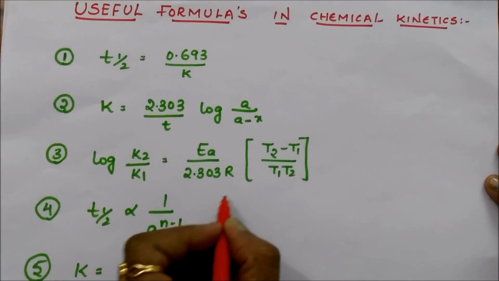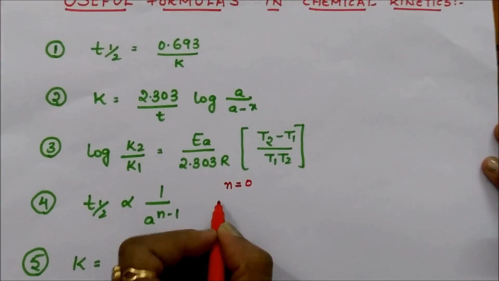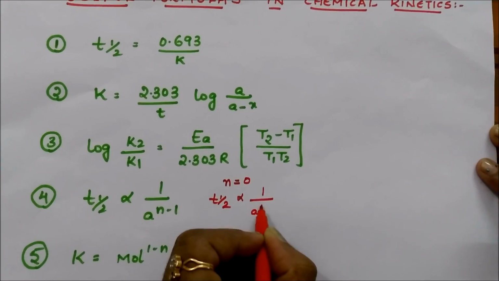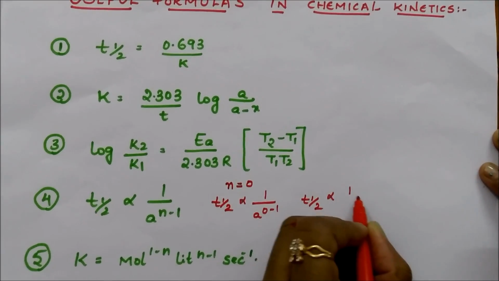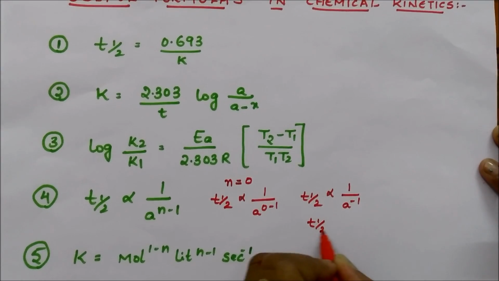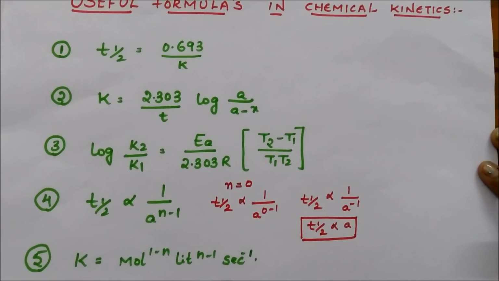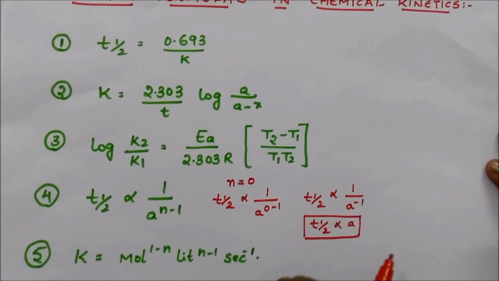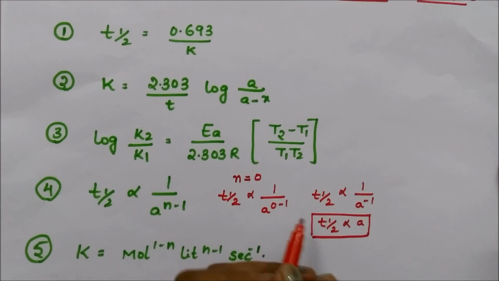In such a case, substitute n value. Suppose it is a zero order, n is equal to 0. If you substitute n as 0, then 1 by A to the power of 0 minus 1. Then T half is proportional to 1 by A to the power of minus 1. Means T half is proportional to A. What it means? For a zero order reaction, if the initial concentration of the reactants gets doubled, then T half of the reaction also doubles.